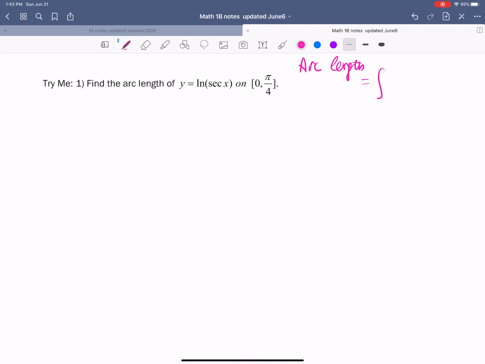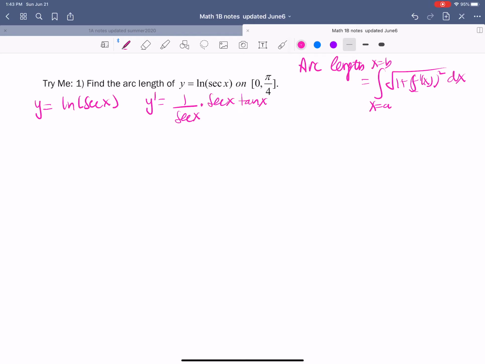Arc length would be equal to the integral from x equals a to x equals b of the square root of 1 plus f prime of x squared dx. Okay, so y is natural log of secant x. Y prime would be 1 over secant x times the derivative of secant x. What's the derivative of secant x? Secant x tangent x. So y prime is equal to tangent x. Get ready to set up our integral for arc length.